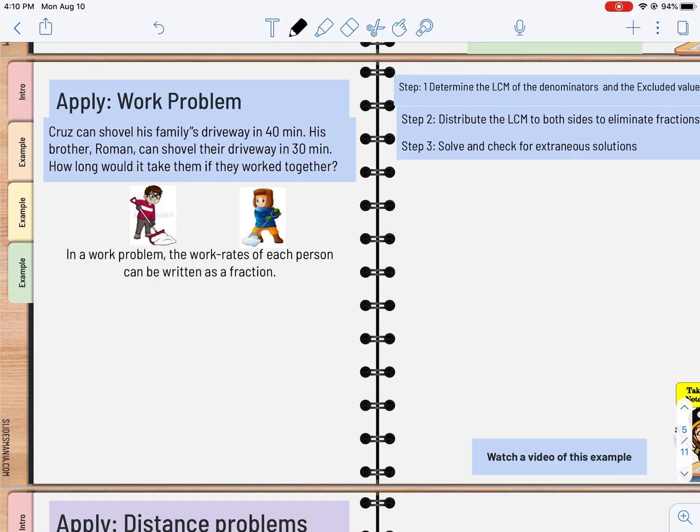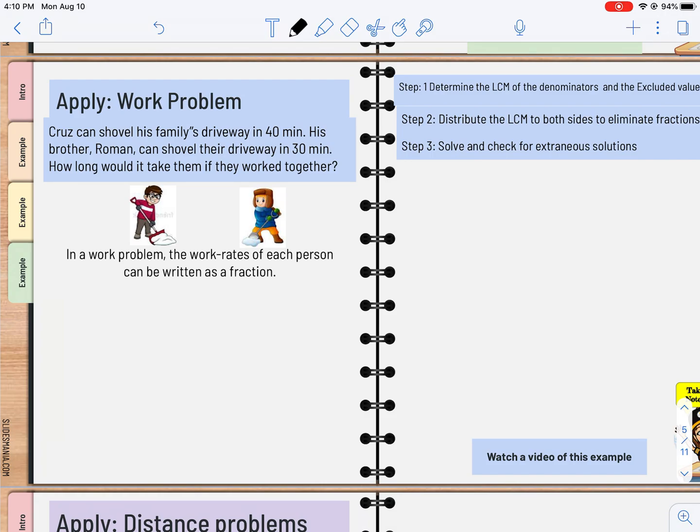Okay, in this example, we're going to look at applying rational equations by solving a work problem. A work problem is a very common type of question you might see on your ACT or an EOC. It basically involves one person doing some work and another person doing work, so if they do it together, how long should it take them?